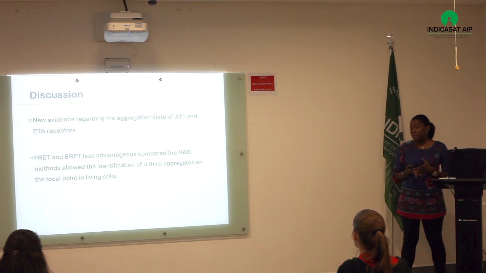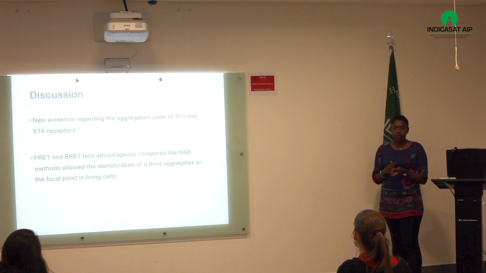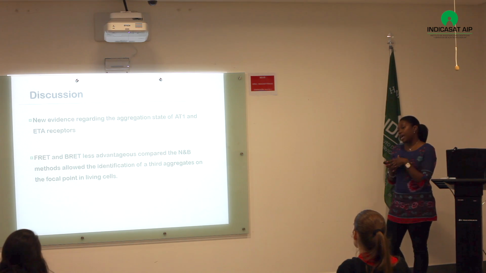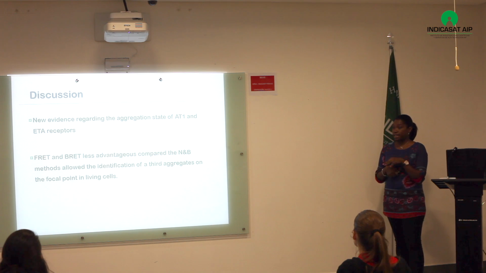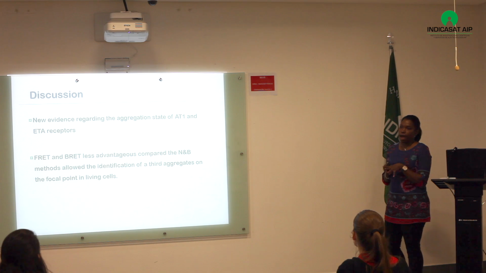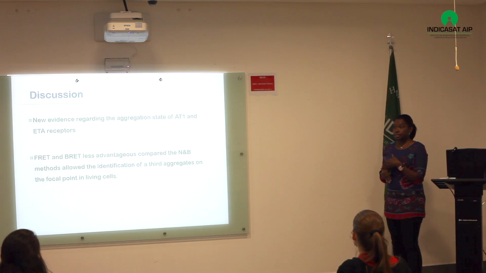Regarding the N&B method, with this method we have new evidence in the aggregation state, because for the AT1 and the ETA receptors, most of the techniques that have been used describe monomers and dimers. And they also described that there were no changes in the aggregation using different techniques such as FRET or BRET.